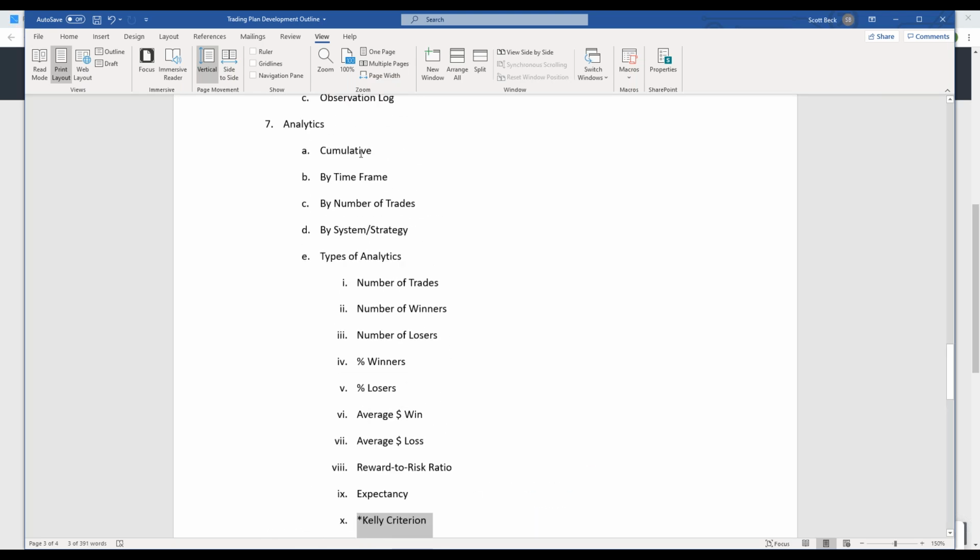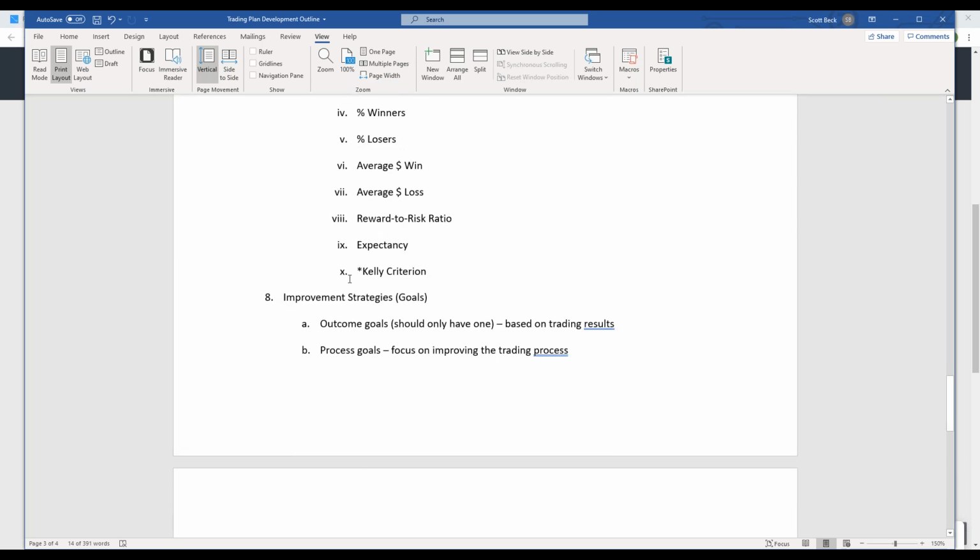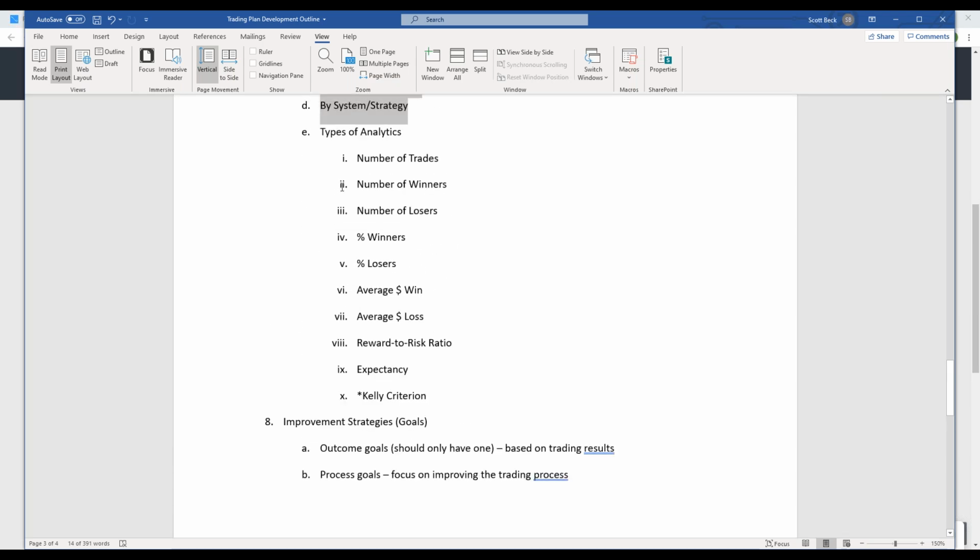Those are the analytics I keep track of over these types of, right? By time frame, by number of trades, by system, by strategy, overall. I want to slice and dice my numbers a number of different ways in order to make sure that I have what I need. Yeah, a spreadsheet is what I use for that typically, and that's a helpful thing.